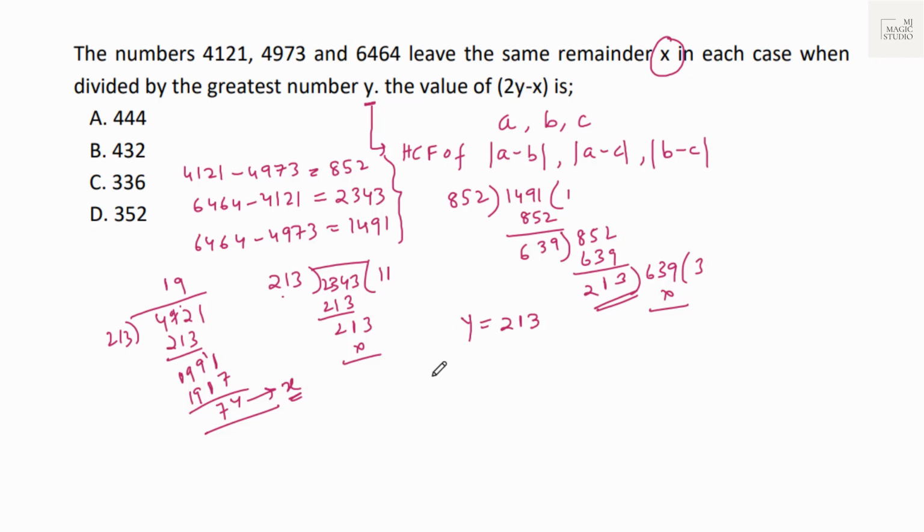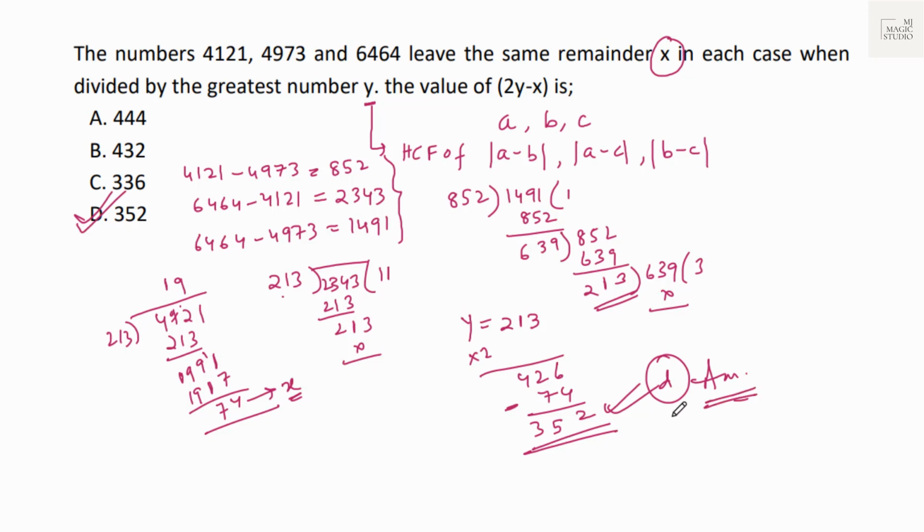Now they are asking for the value of 2y minus x. 213 into 2 is 426, minus 74 is 352. 352 is there in option D. This is a very popularly asked question in HCF. Do practice these kinds of questions.